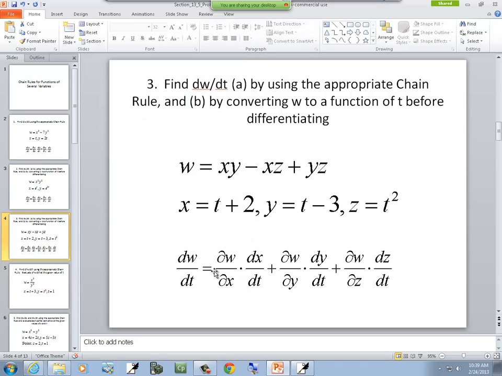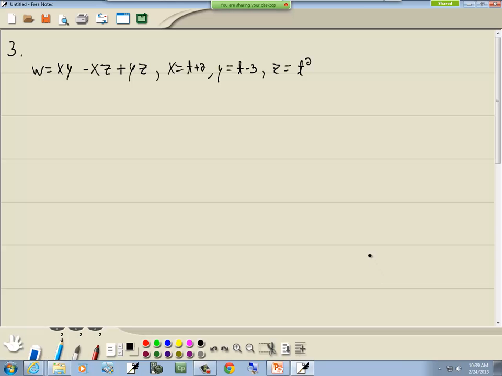And you can see our chain rule is what you might expect: partial w with respect to x times dx/dt plus partial w with respect to y times dy/dt plus partial of w with respect to z times dz/dt. Well, I know I'm going to need them, so let me go ahead and do it right here. So dx/dt, the derivative of x with respect to t, is 1. The derivative of y with respect to t is 1. And the derivative of z with respect to t will give us 2t.